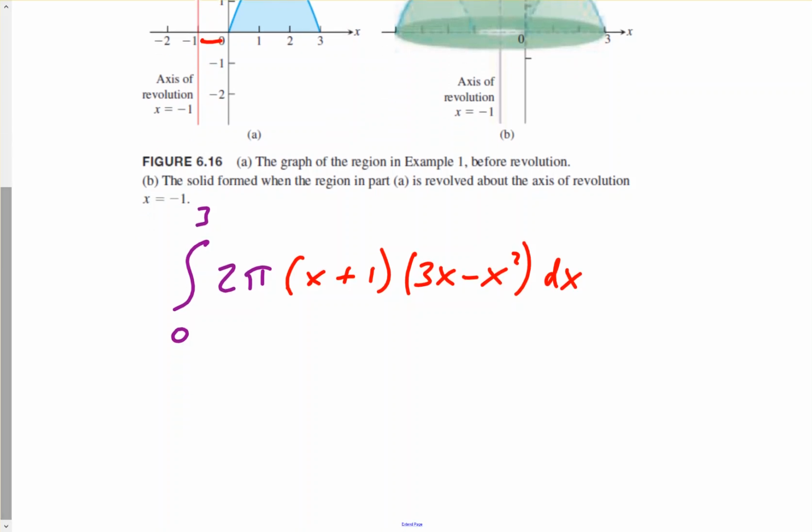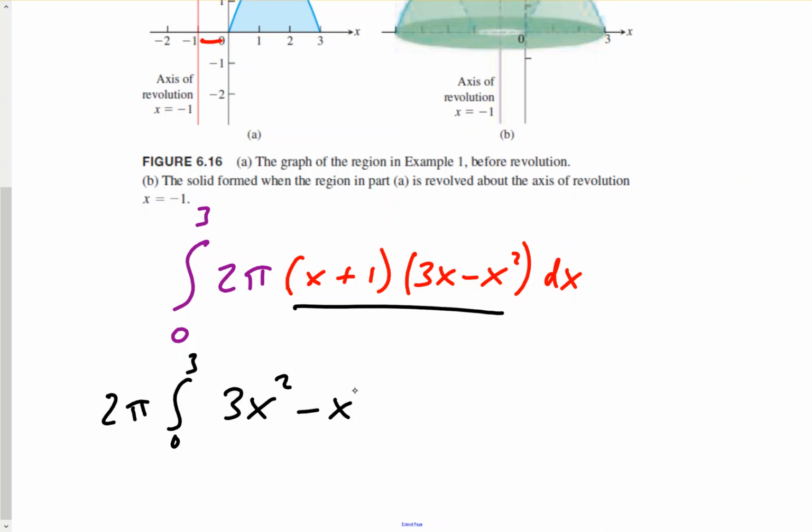Okay, so we could simplify this. The 2 pi I'm going to bring outside. And for these, we're going to FOIL this out, right? So we have x times 3x would be 3x squared. X times negative x squared will be negative x cubed. 1 times 3x is 3x. And 1 times negative x squared will be negative x squared.